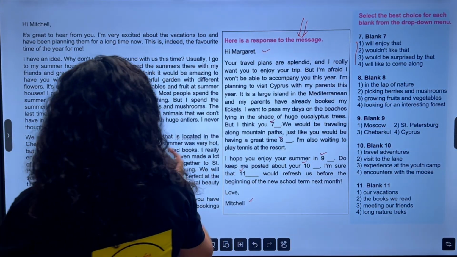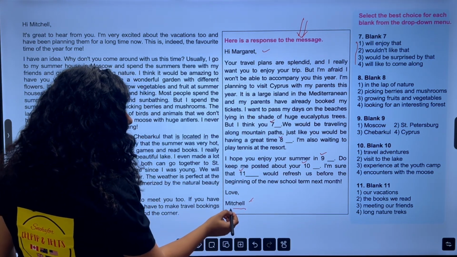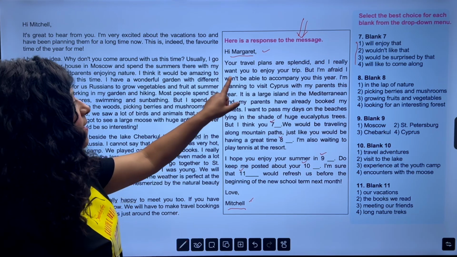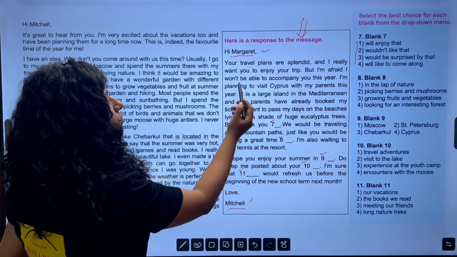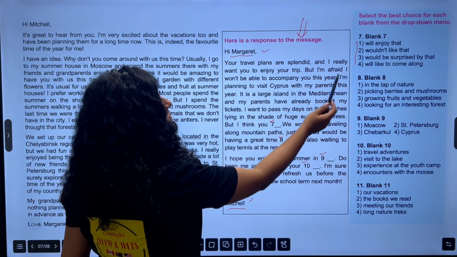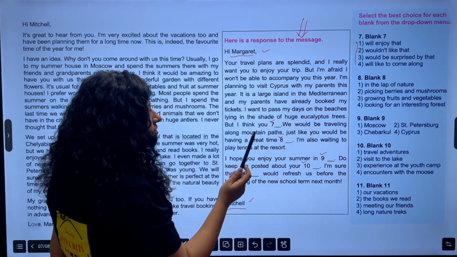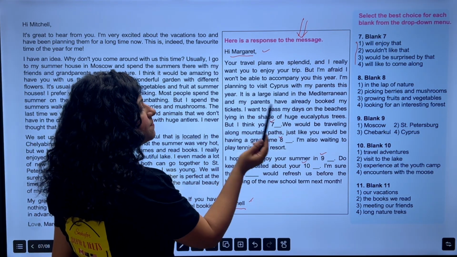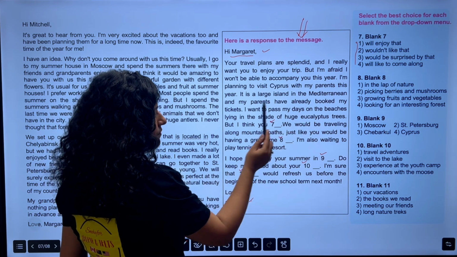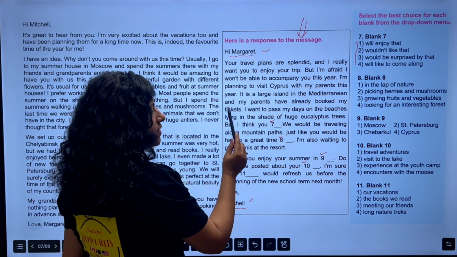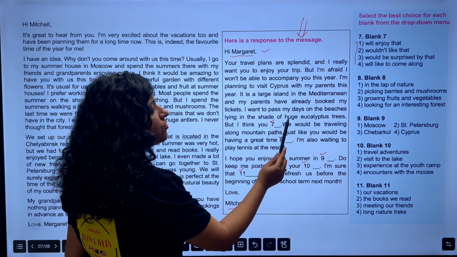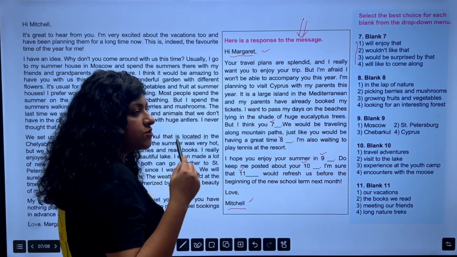So now what happens is Michelle is writing back to Margaret. And she says, your travel plans are splendid and I really want you to enjoy your trip, but I am afraid I won't be able to accompany you this year. I am planning to visit Cyprus with my parents this year. It is a large island in the Mediterranean and my parents have already booked my tickets. I want to pass my days on the beaches lying in the shade of huge eucalyptus trees.